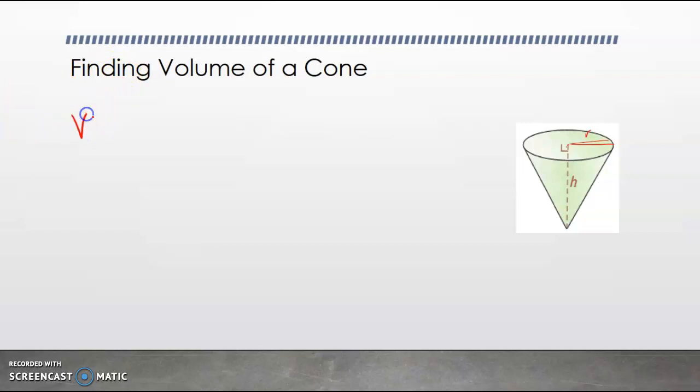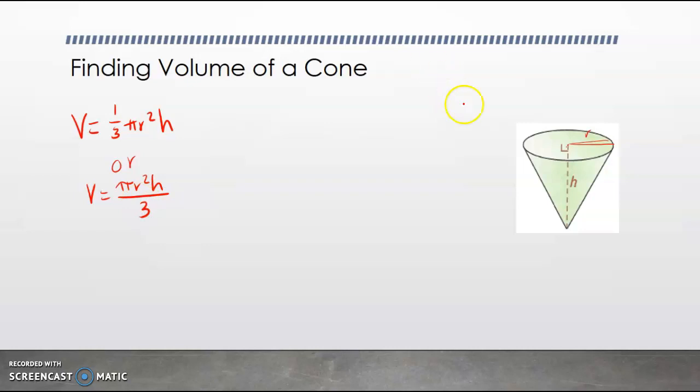But what that means is the volume is going to be 1/3 pi r squared times our height. So this pi r squared height is the volume of the cylinder, and we're going to be 1/3 of that. Another way you can write this, and it means the exact same thing, is the volume is pi r squared height divided by 3, because 1/3 is the same as dividing something by 3.